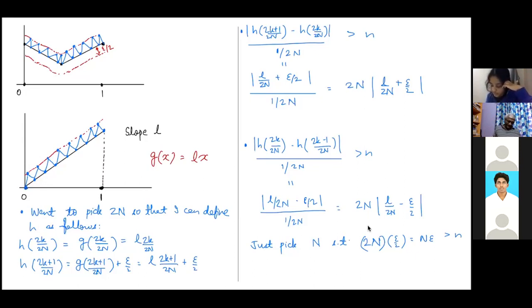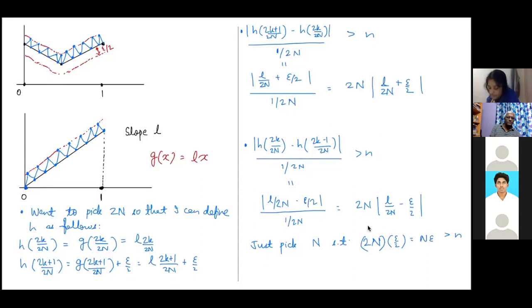So what I want to do is that at these points, 2k by 2n, I want to define h at those points to be the same as g. And at the odd points, at these points, I want to define h to be g plus epsilon by 2. And again, we have a simple expression for g of a point, so I've just plugged that in here to get this. This is what we want.